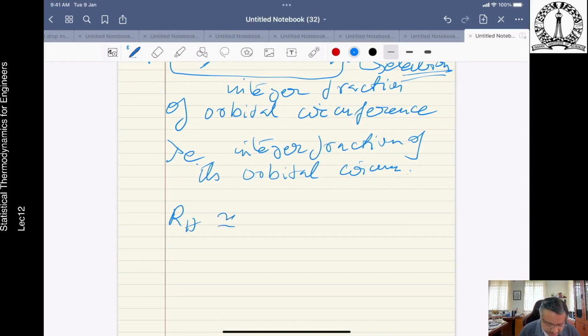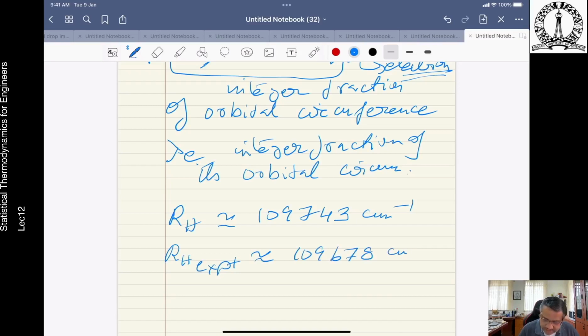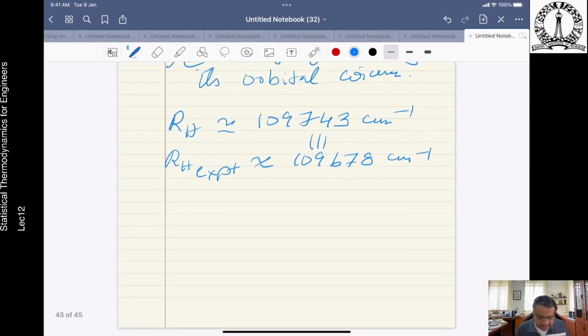It turned out to be about 109,743 centimeter inverse. Compared to the experimental calculation of the Rydberg constant, which is about 109,678 centimeter inverse. So these are very close to each other. So that is what it is. So we could explain more or less the hydrogen spectrum with Bohr's model by using Bohr's postulates and stuff like that. Okay.